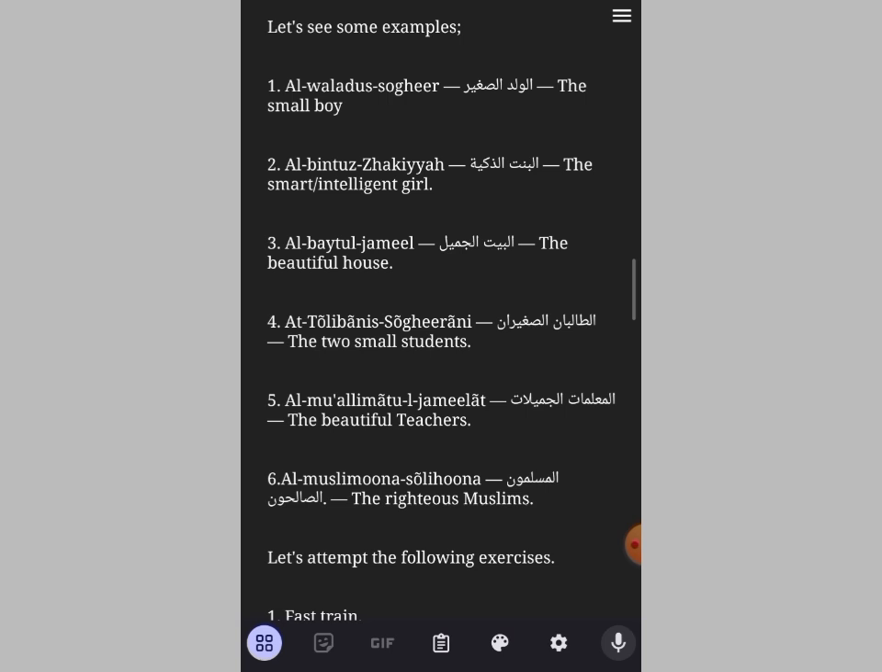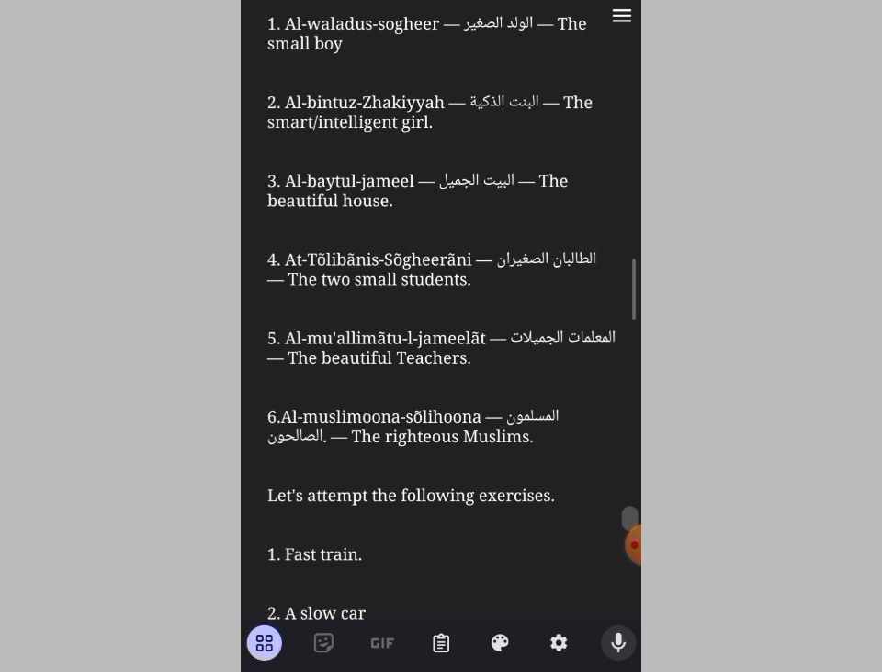So we have معلمات جميلات. Okay, sorry: المعلمات الجميلات. Another example here is the righteous Muslims: المسلمون الصالحون.